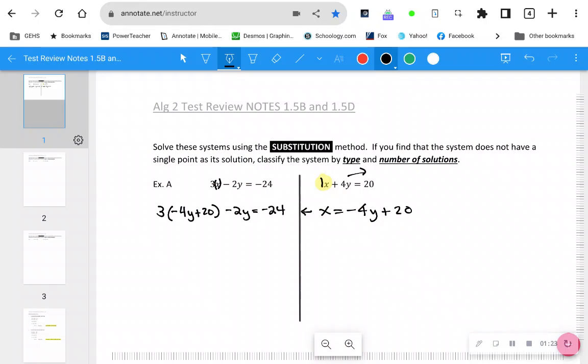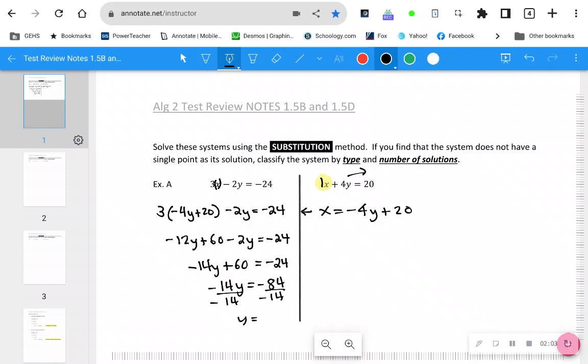And this side only has one variable in it now, so we can solve for y. We'll distribute the 3. Collect like terms. Subtract 60 from both sides. And finally, we'll divide by -14.